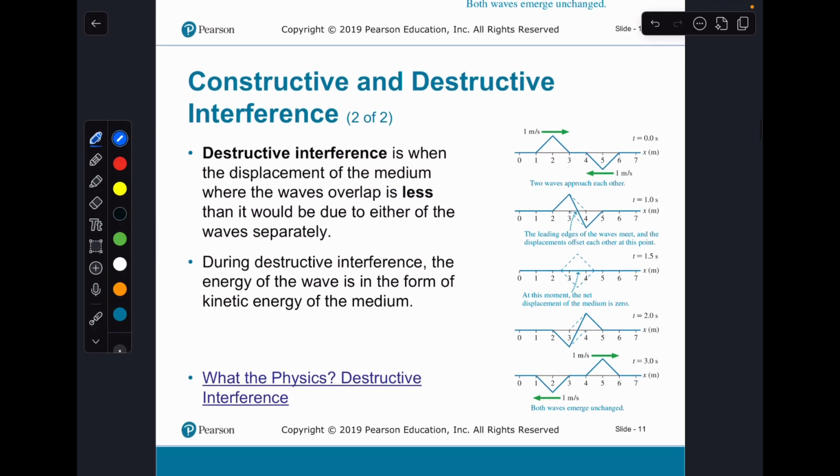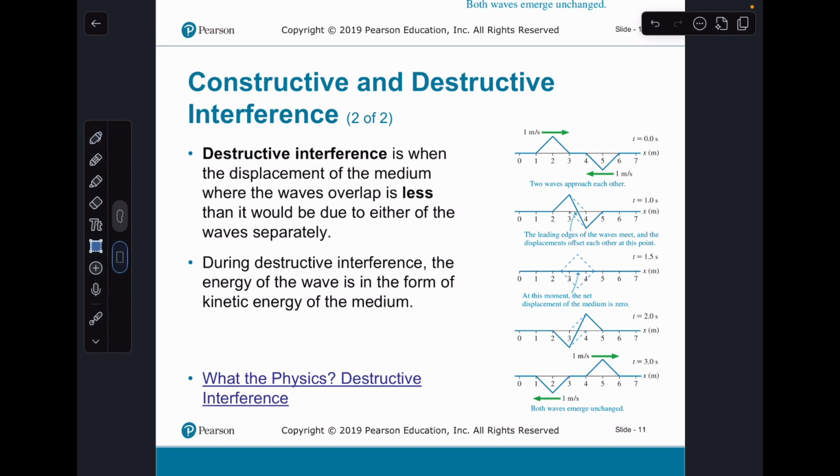Destructive interference happens when two wave pulses meet that have equal and opposite amplitudes. Let's take a look at this example. We have a positive triangle wave pulse and a negative triangle wave pulse. They're both moving at 1 meter per second, and they're going to approach each other. When they start to approach each other, we begin adding the displacements, and there's going to be a time where the total displacement is 0.